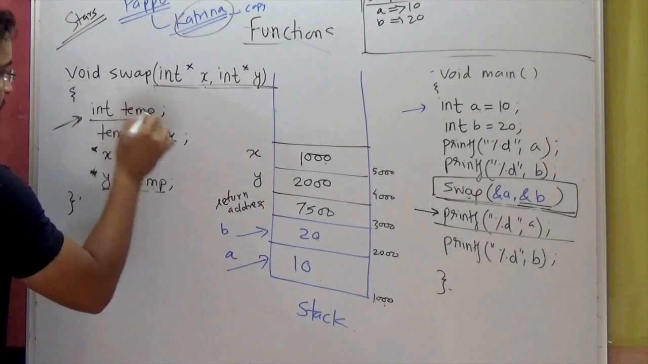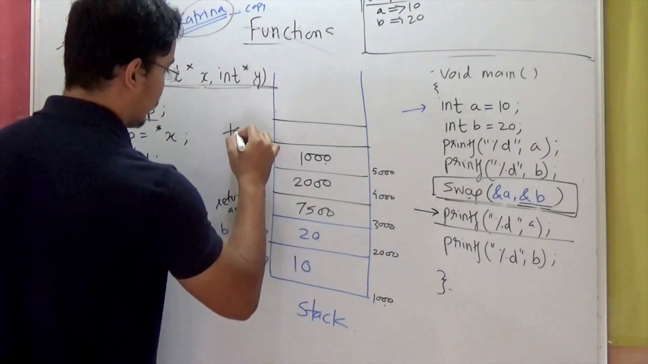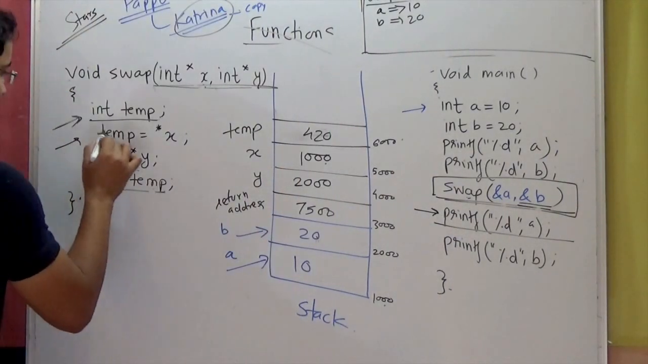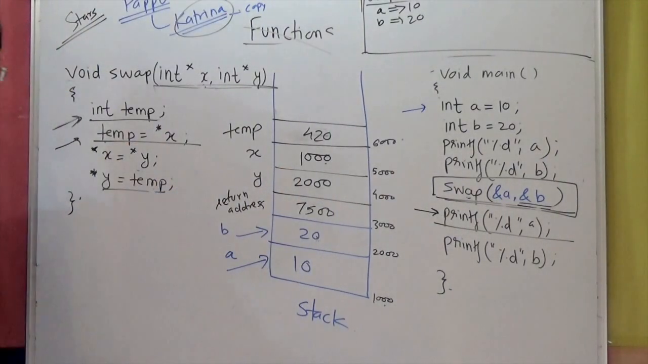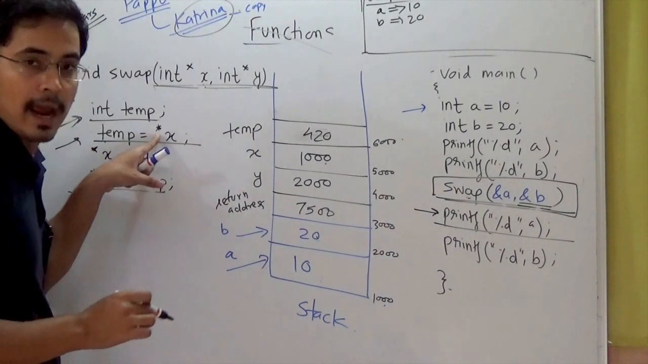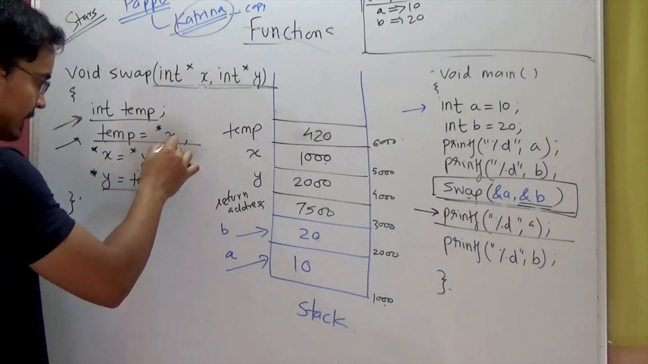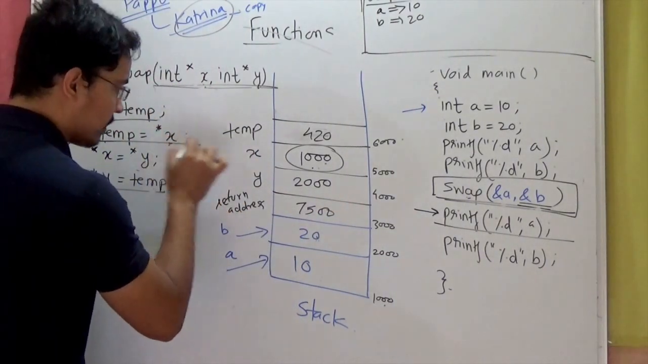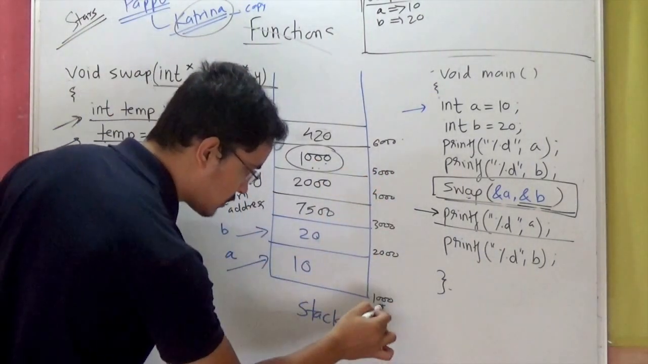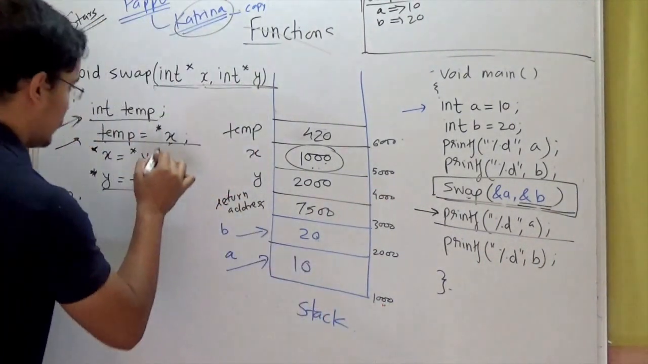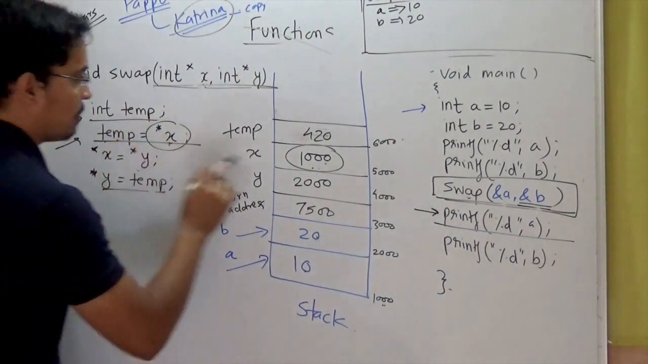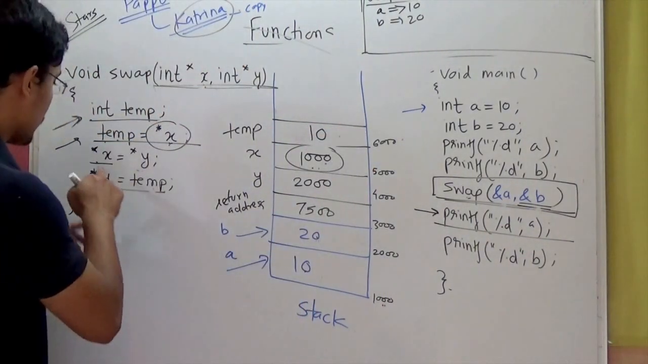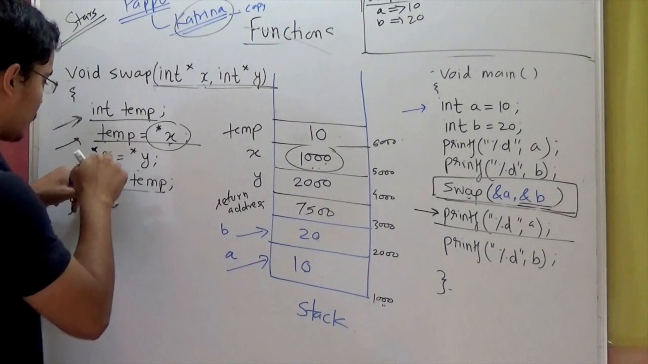Here comes the execution. Integer temp. So temp will be created on the stack. It is not initialized, so it is some garbage value. Next step. temp equal to *X. *X is the value at the address stored by X. The address stored by X is 1000, right? Value at 1000. Here is 1000. Value at 1000 is 10. So that 10 is assigned to temp. So temp becomes 10.